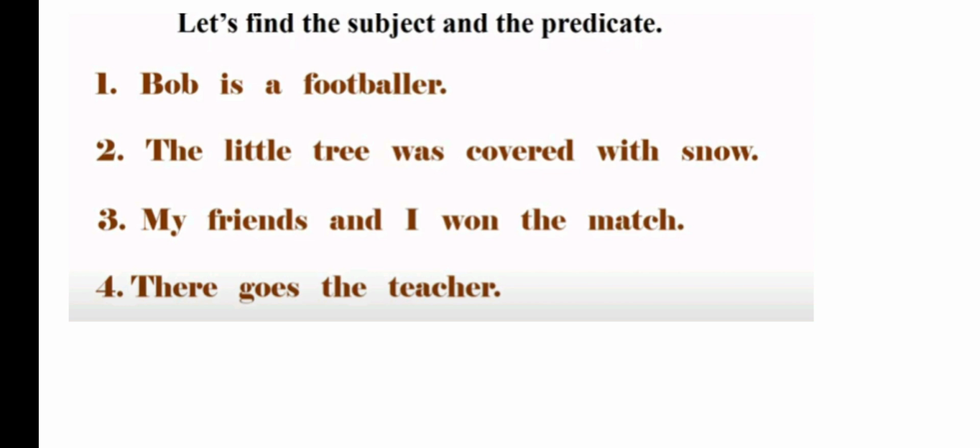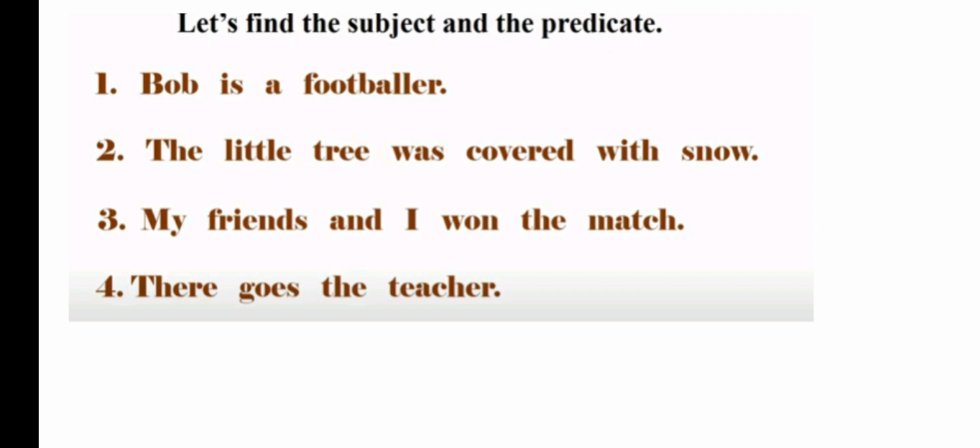First one, Bob is a footballer. Now, which is the verb here? The first step is finding the verb. So, is is the verb here. That's a helping verb. Now, add a question to is. Who is? Bob is. So, Bob is the subject. Is a footballer is the predicate.